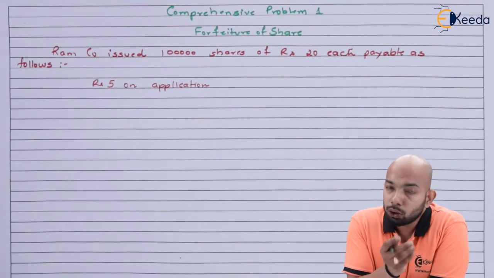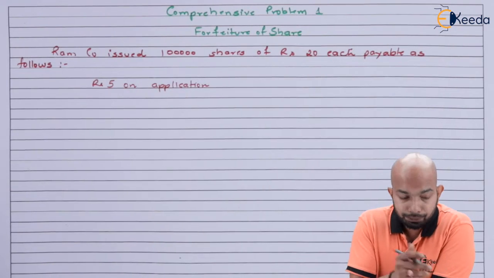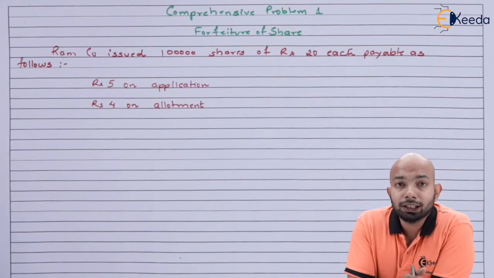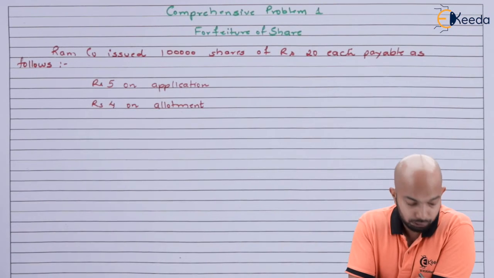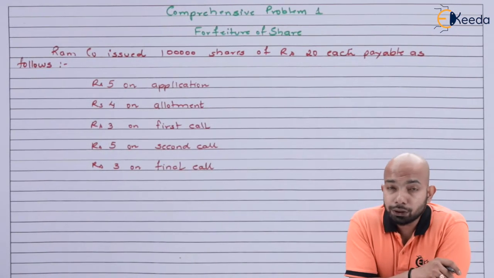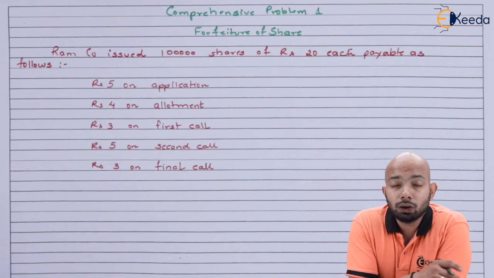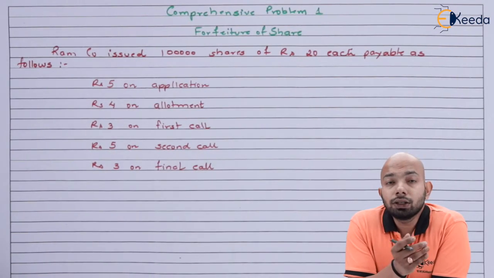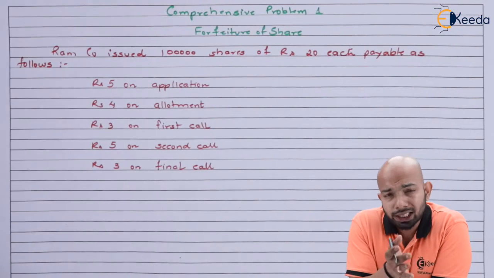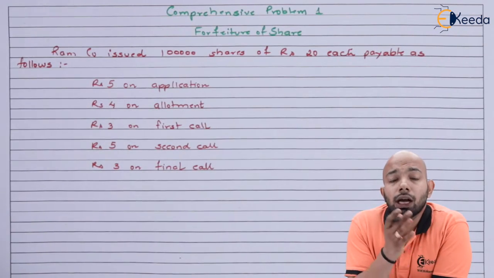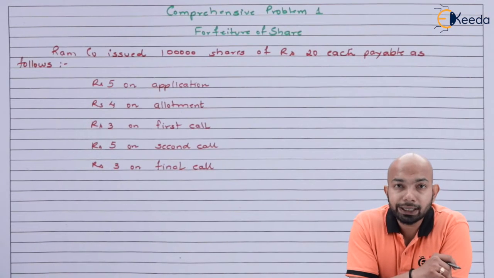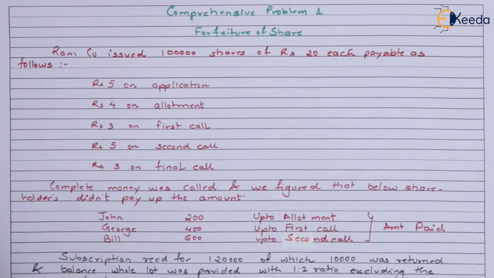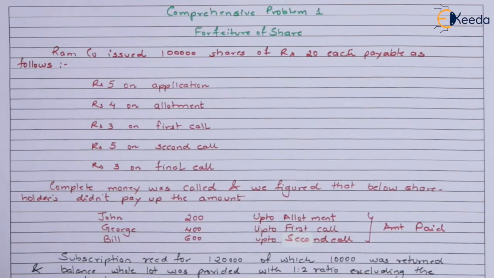On application, out of the 20 we are supposed to take 5 rupees. On allotment we are supposed to receive rupees 4. Rupees 3 is supposed to be taken on first call, rupees 5 on second call, and rupees 3 again on final call. Now within this there are certain shareholders who haven't paid up the amount. So let's figure out how many shares haven't been paid up completely. We have mentioned other details as to who the people are who haven't paid up, plus details related to subscription in this question.